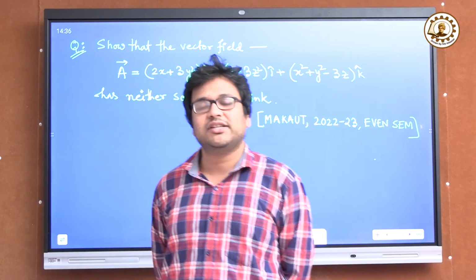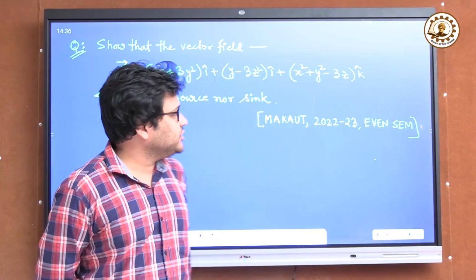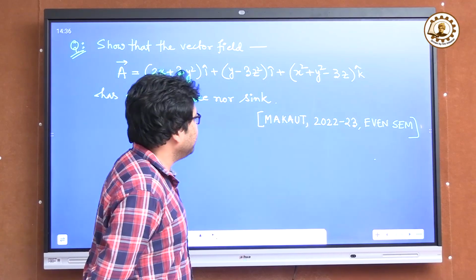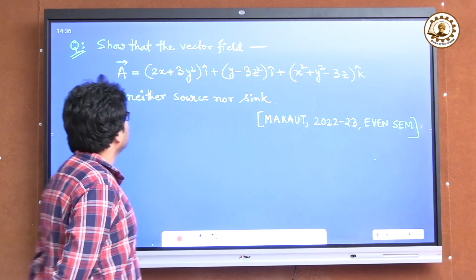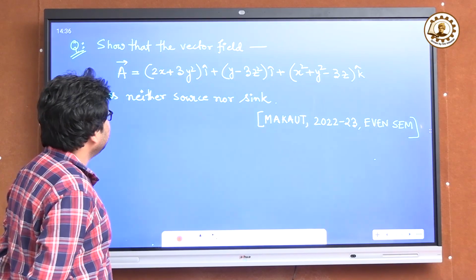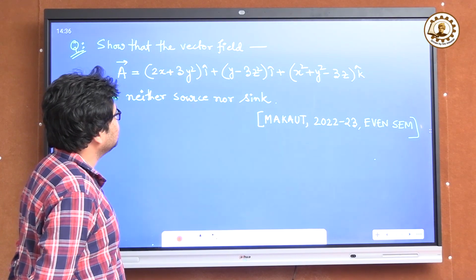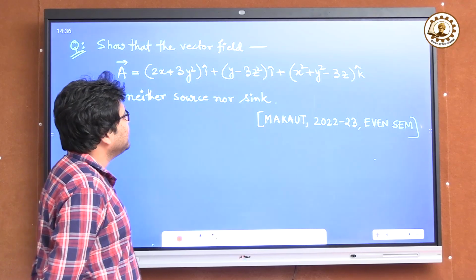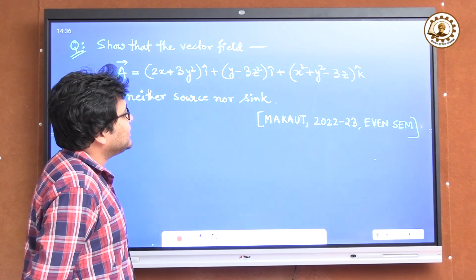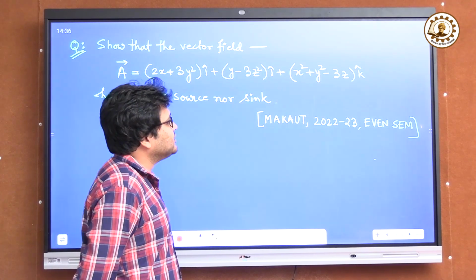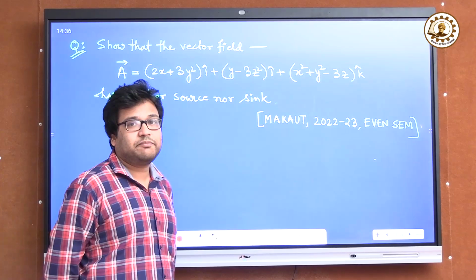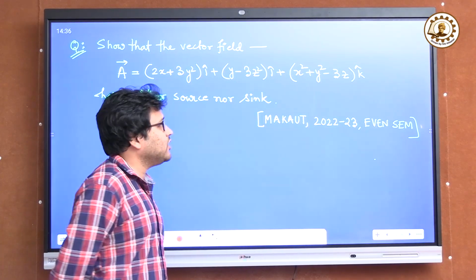Solve a question that is from vector. The question came in the year 2022-23 even semester in MAKAUT, and the question is, show that the vector field A vector equals (2x plus 3y square) i cap plus (y minus 3z square) j cap plus (x square plus y square minus 3z) k cap has neither source nor sink. So we have to solve this problem.